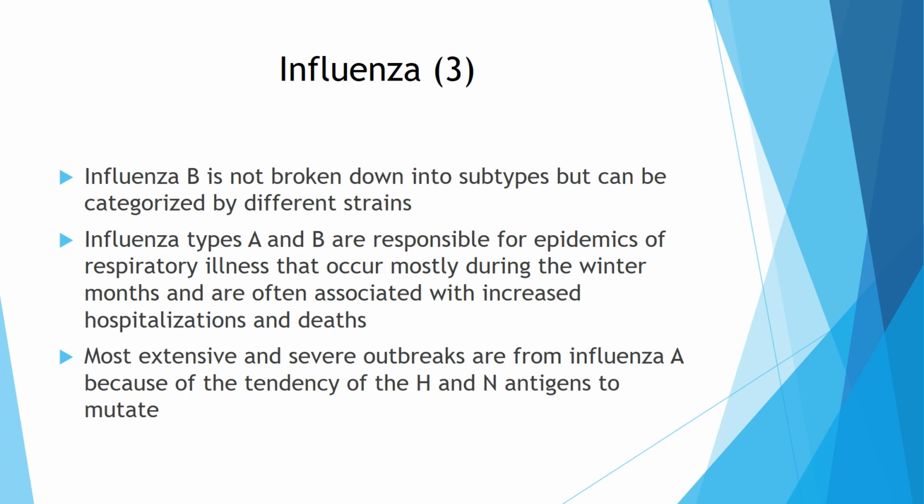Influenza types A and B are responsible for epidemics of respiratory illness that occur mostly during the winter months. That's where we are now. And they're often associated with increased hospitalizations and deaths. And yes, people do die from the flu, but usually because they have other comorbidities and they cannot recover. Most extensive and severe outbreaks are from influenza A because of the tendency of the H and N antigens to mutate. So it can overtake the respiratory system a little quicker.